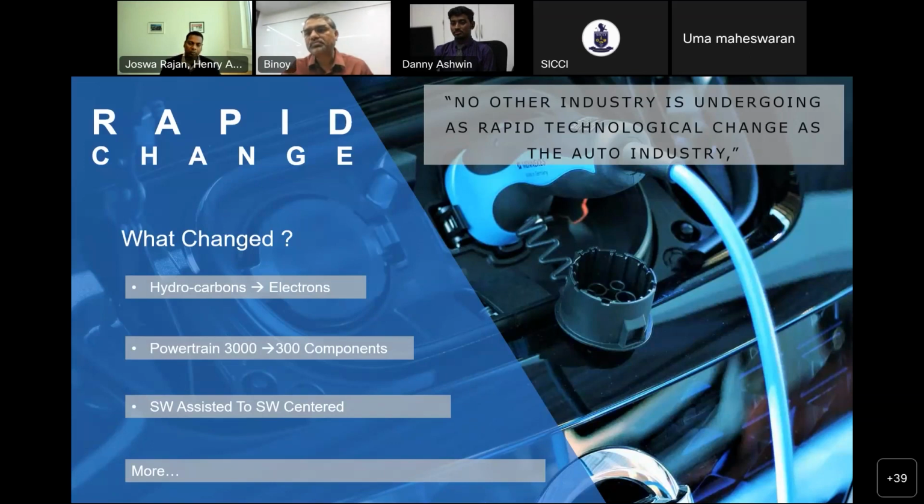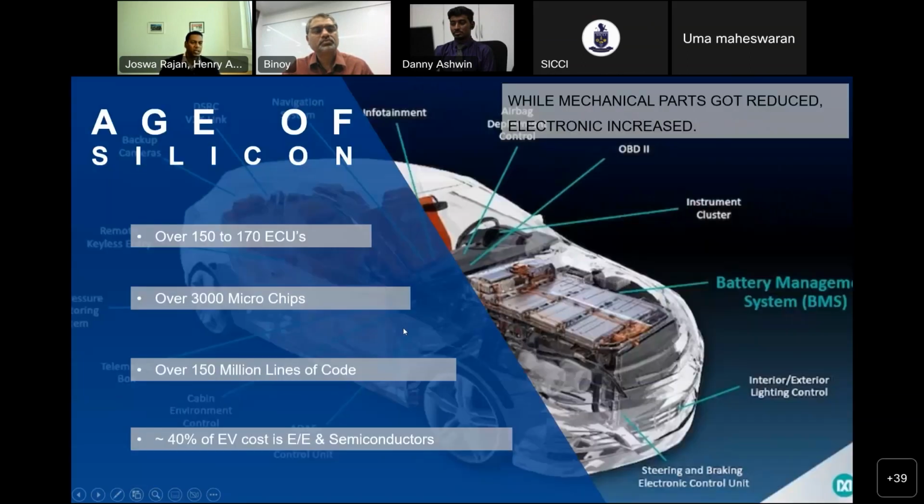And one important key point in the context of today's conversation is software. Cars used to be software assisted. Software used to be a part of the car to help certain functionality. But now software is the center. Software actually helps to differentiate cars. So software is a very key part, and all of these are different from the conventional times.